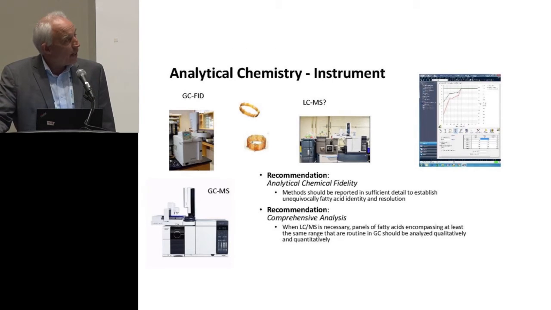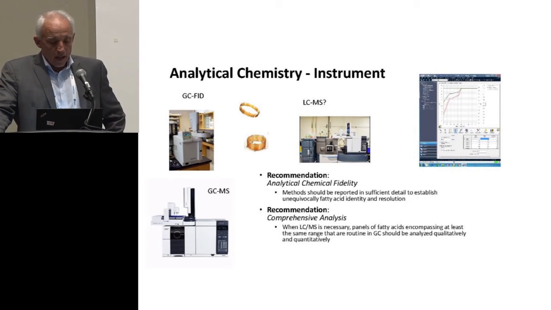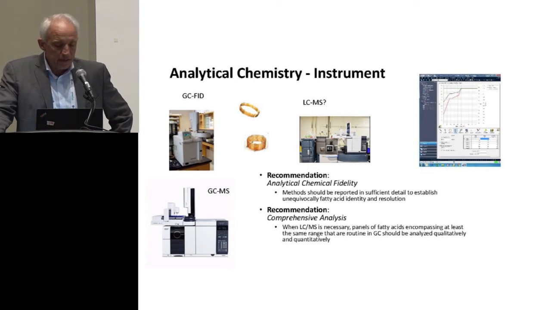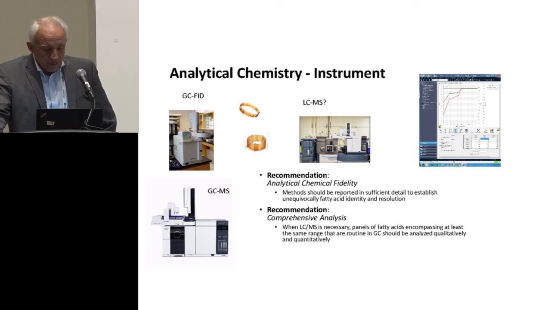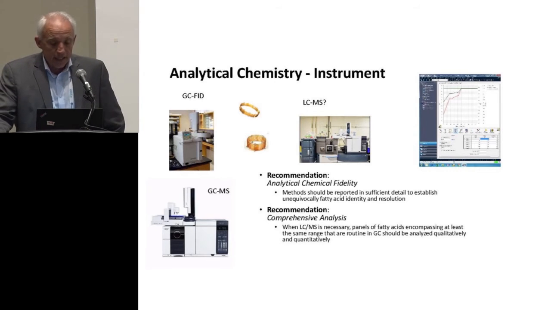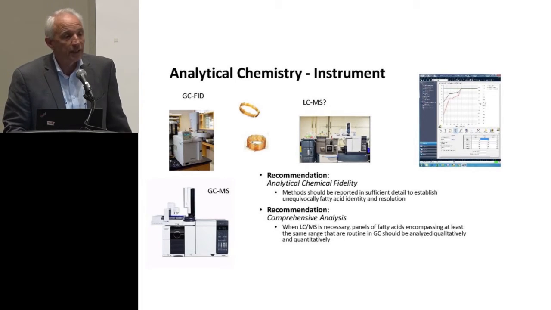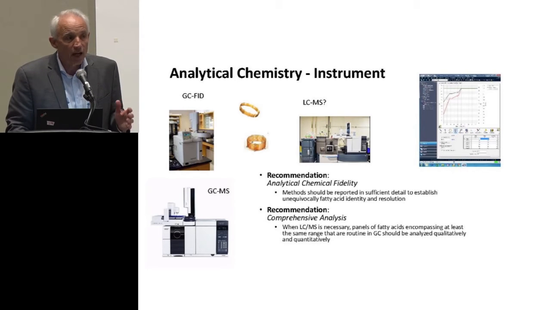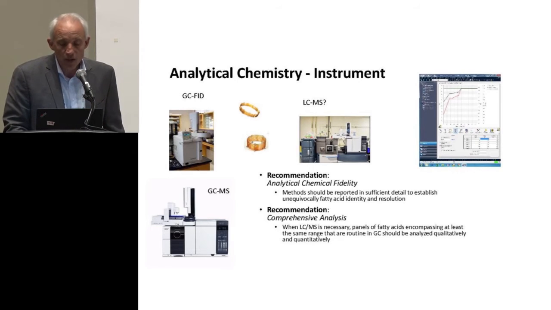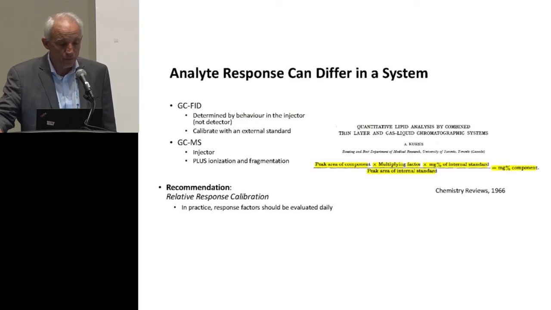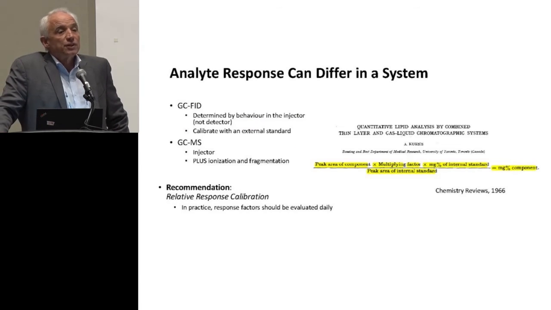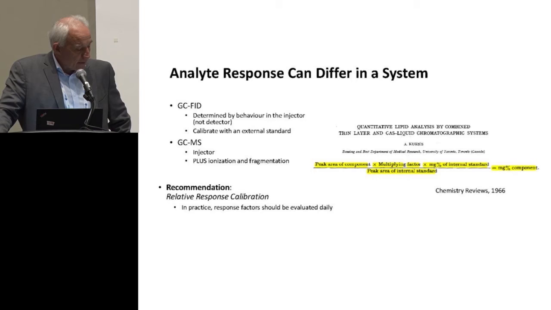So the recommendation is comprehensive analysis is important. When LC-MS is necessary, panels of fatty acids encompassing at least the same range that are routine in the GC should be analyzed qualitatively and quantitatively. Basically, GC-FID is optimal, is what our finding was, but other methods can certainly be used. However, the responsiveness has to be characterized.